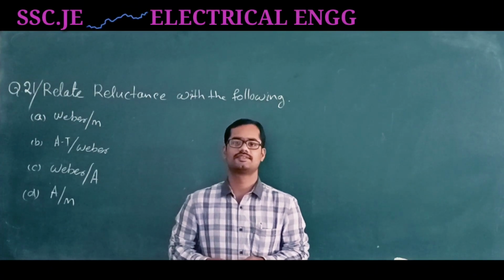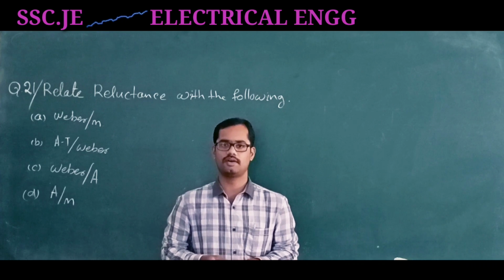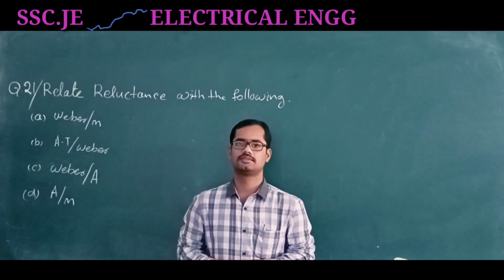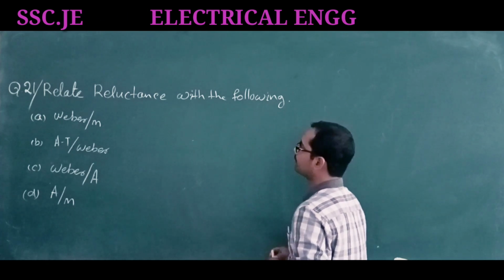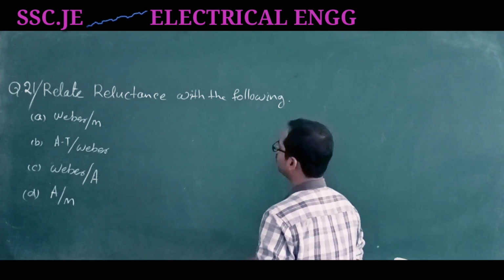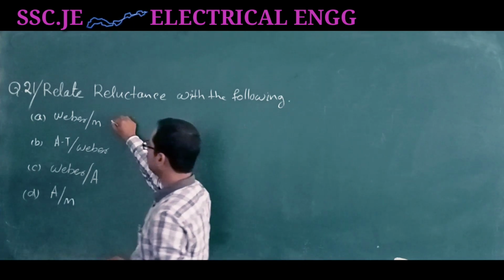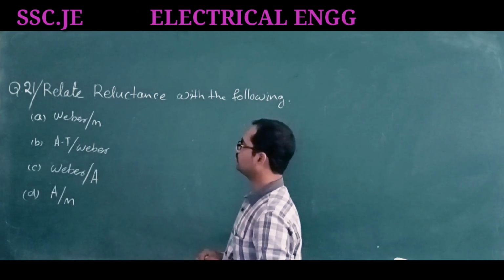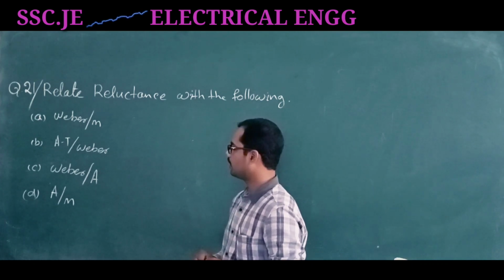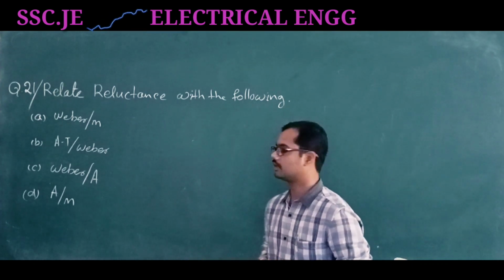So we have already completed our second video. This is your third video. So the question is, relate the reluctance with the following. The options are A. Weber per meter, B. ampere turn per Weber, C. Weber per ampere, D. ampere per meter.